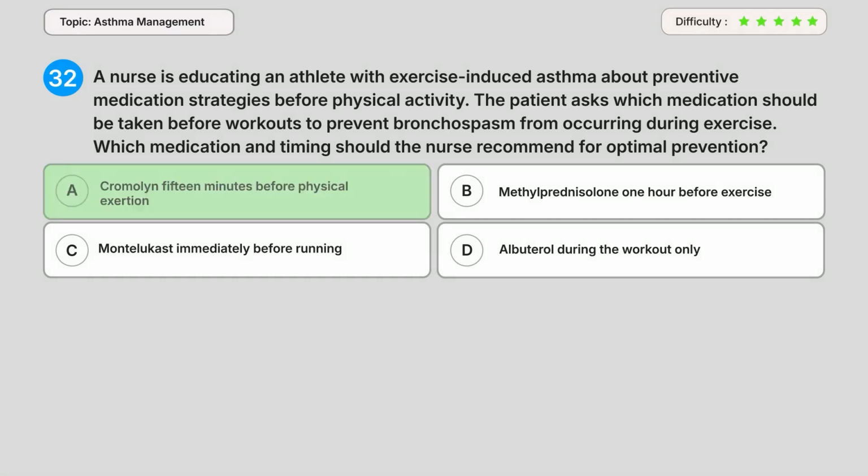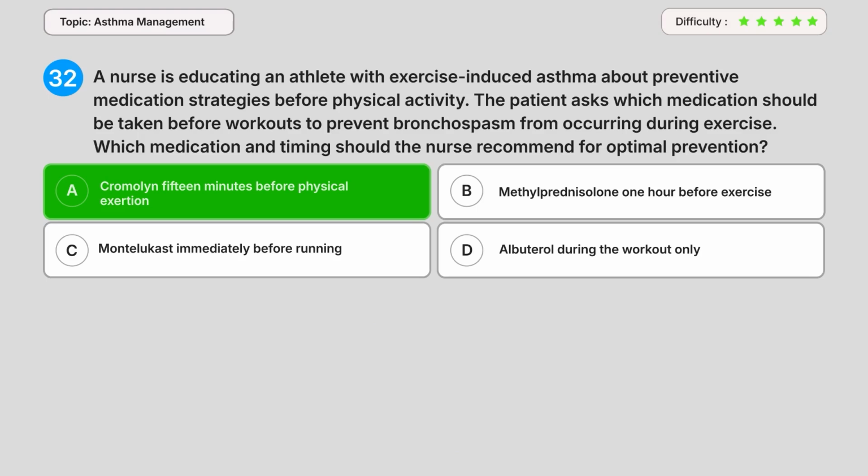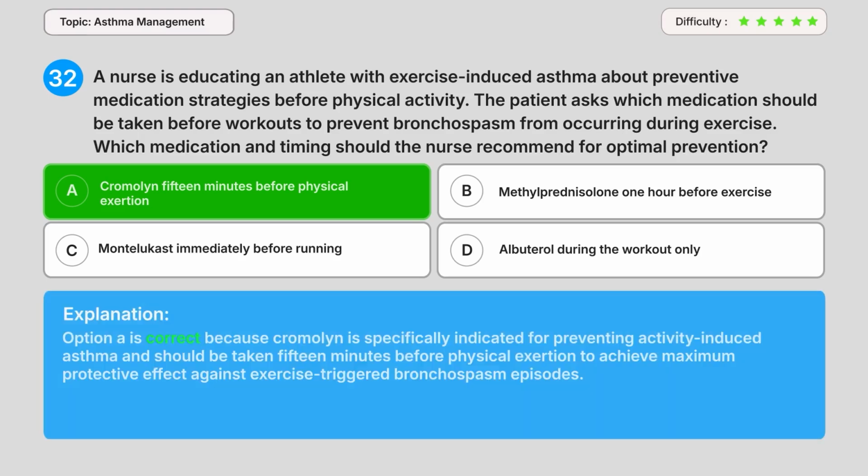Correct answer, A. Cromolyn 15 minutes before physical exertion. Explanation: Option A is correct because cromolyn is specifically indicated for preventing activity-induced asthma and should be taken 15 minutes before physical exertion to achieve maximum protective effect against exercise-triggered bronchospasm episodes.